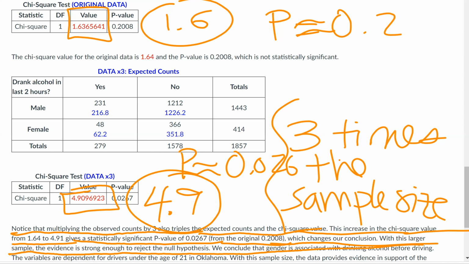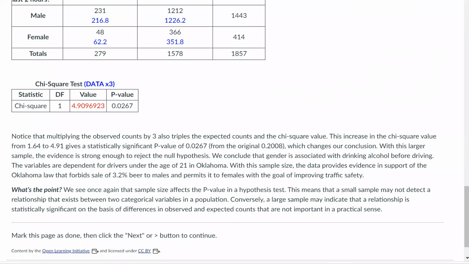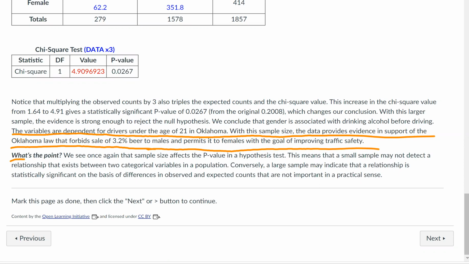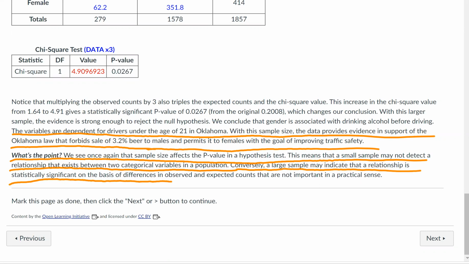Let's see, we'll scroll down to read the rest here. Okay. The variables are dependent for drivers under the age of 21 in Oklahoma. With this sample size, the data provides evidence in support of the Oklahoma law that forbids sale of 3.2% beer to males and permits it to females with the goal of improving traffic safety. What's the point? We see once again that sample size affects the p-value in a hypothesis test. This means that a small sample may not detect a relationship that exists between two categorical variables in a population. Conversely, a large sample may indicate that a relationship is statistically significant on the basis of differences in observed and expected counts that are actually not important in a practical sense.